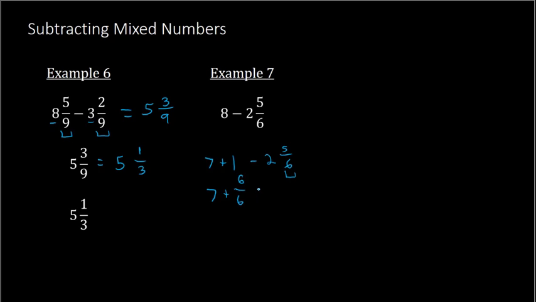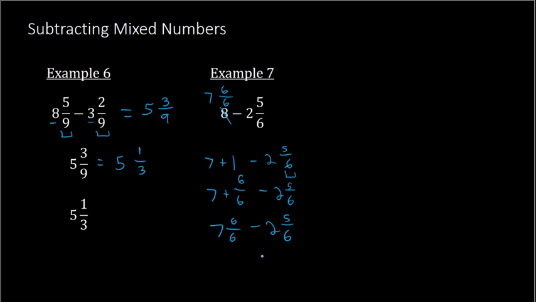So what we have is 7 6/6 minus 2 5/6. We don't need that plus sign there. We can just write that as 7 6/6. So what we did basically was we borrowed 1 from the 8 right here. We borrowed 1, so that became a 7. And the one we borrowed, we wrote as a fraction. We wrote that as 6 over 6. All right, so that's what we have right here at the bottom.